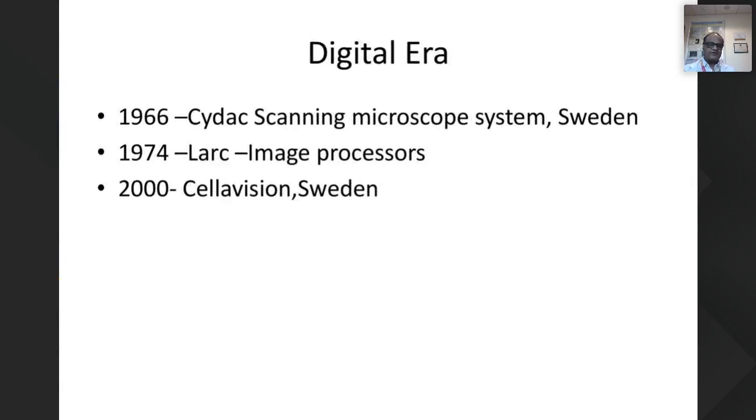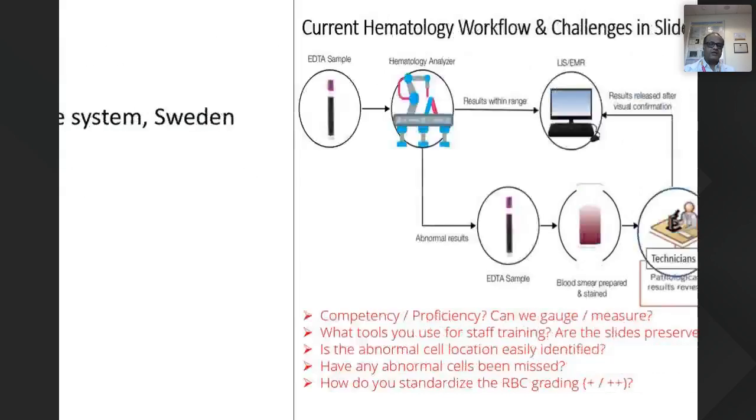Now, when we talk about the digital era, it started in the year 1966 from Sweden with a company having a scanning microscope. In 1974, we had one more company called LARC, which had an image processor and later on cropping, and then analysis. From 2000 onwards, a company called Cellavision, based in Sweden, is taking care of what you call digital morphometry itself.